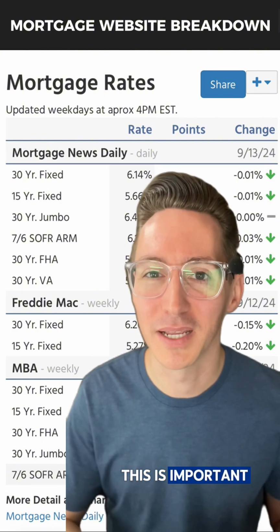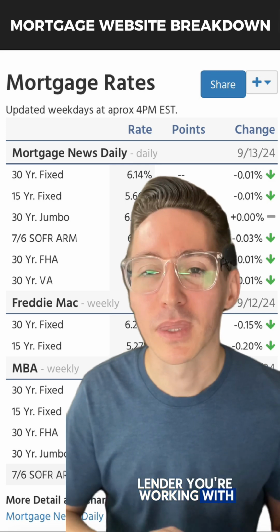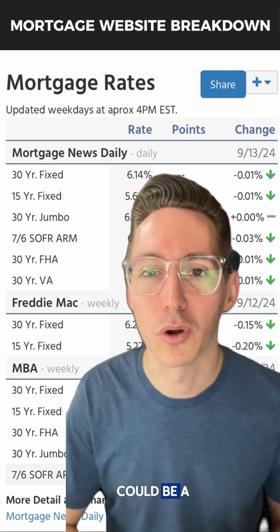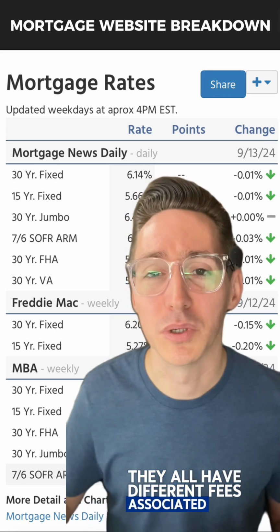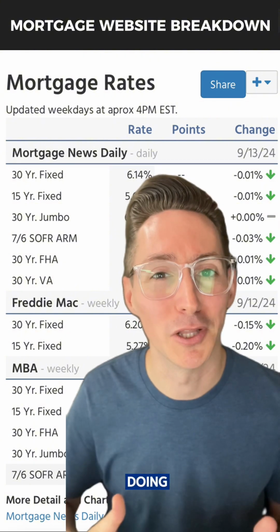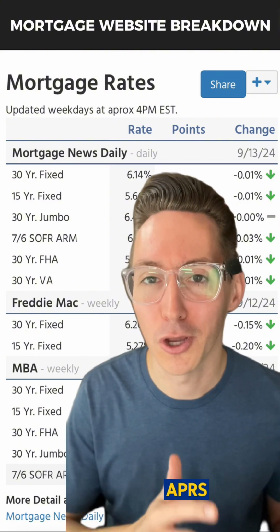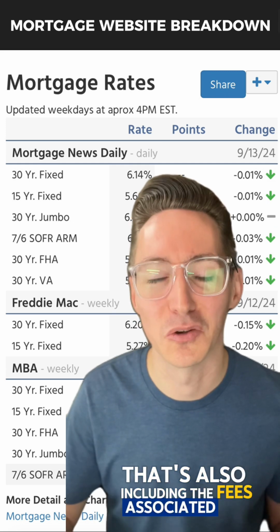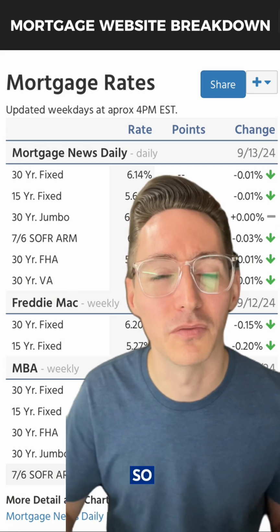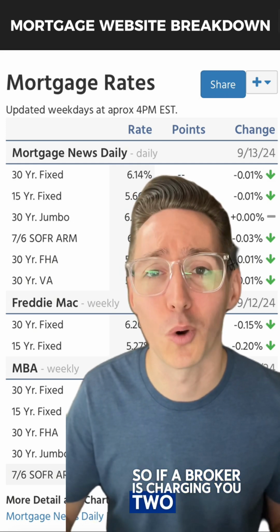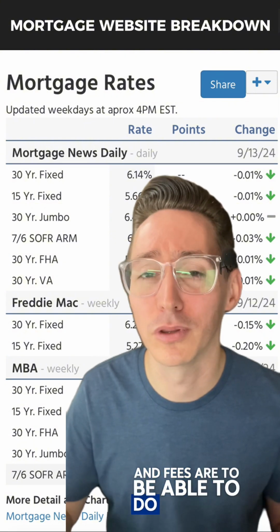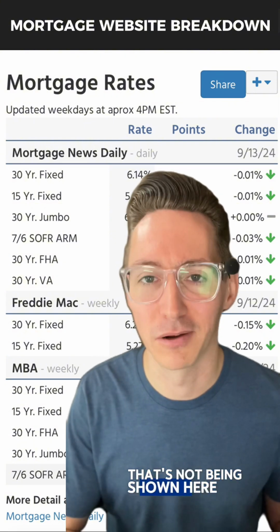Now, this is important because depending on the lender you're working with, it could be a bank, it could be a retail lender, it could be a broker. They all have different fees associated with doing their loans. Doing a loan is not free. So when you look at those APRs, that's also including the fees associated for the lender. So if a broker is charging you 2 points in fees to be able to do the loan, that's not being shown here on this website.